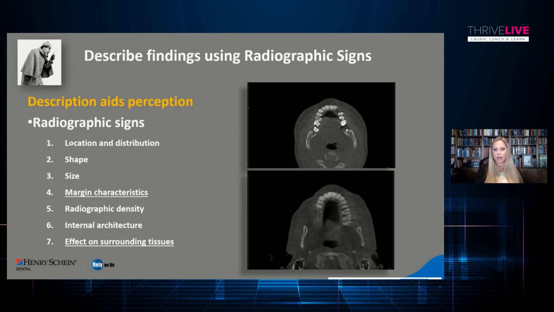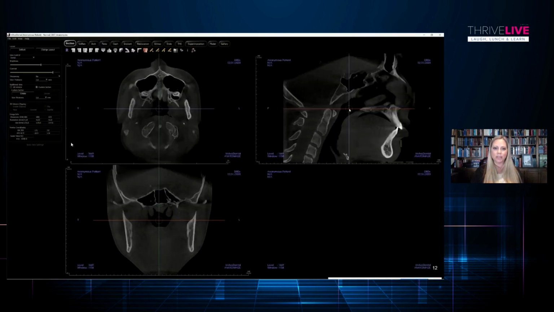And you see that I have underlined marginal characteristics and the effects on surrounding tissues. Those two really tell us about the biology of a particular entity. Is this aggressive? Is this much more benign? That sort of thing. So those are two really important ones to keep in mind as we go through our scan. All right, so let's go ahead and go through a scan and let's talk about it.